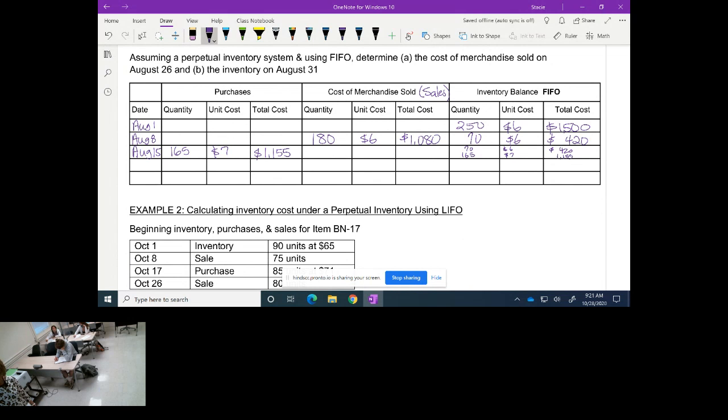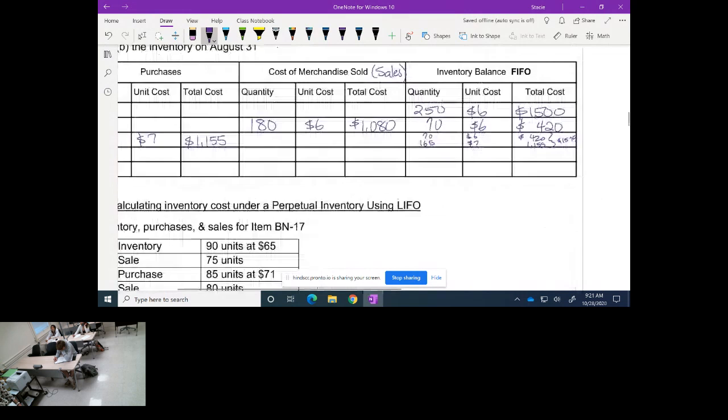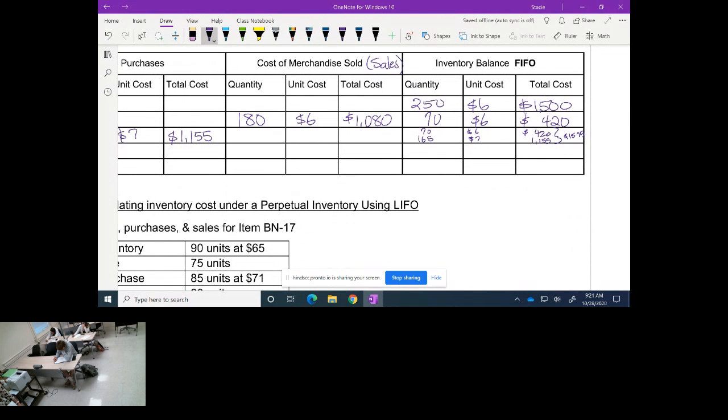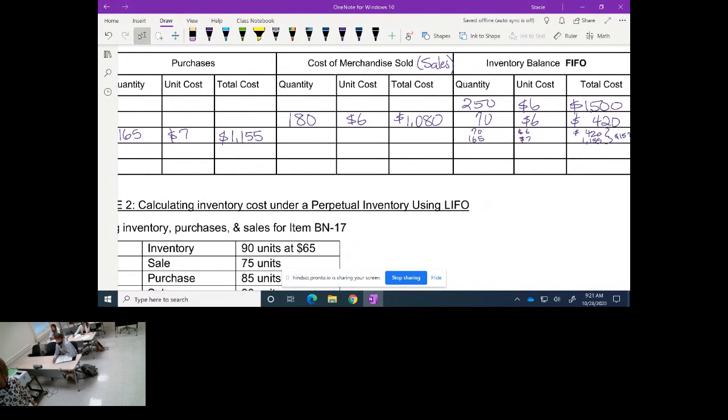So what would my total inventory be now? $1,575. You'd add them together to get your total inventory, but we've got to keep them separated by price. Can y'all see that? If you want to total up how many units you have, you can do that too. 235. So we have 235 units now. Some are at $6, some are at $7.